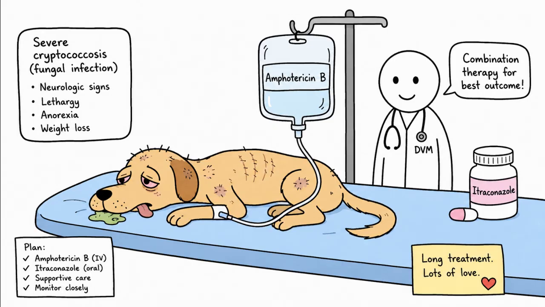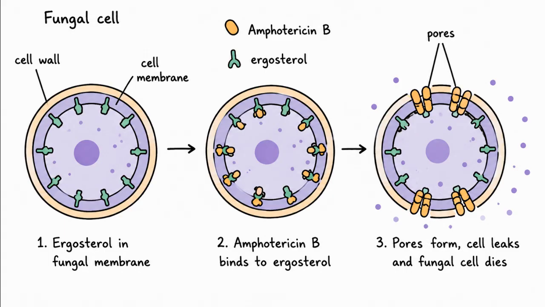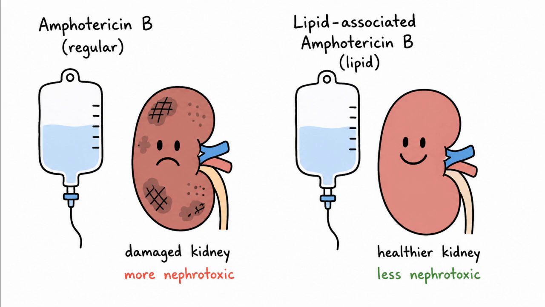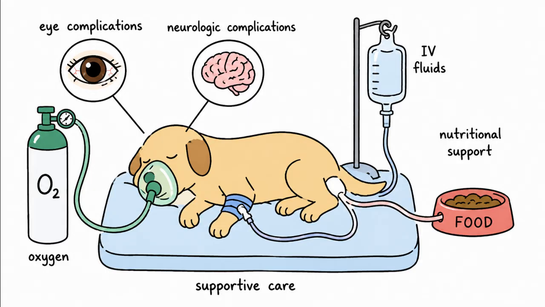Severely ill patients may require amphotericin B with an azole. Amphotericin B binds ergosterol and creates membrane pores that kill fungal cells. Conventional formulations can injure renal tubular cells, so kidney values, electrolytes, hydration, and urine production must be monitored. Lipid-associated formulations are less nephrotoxic. Oxygen, fluids, nutritional support, and management of ocular or neurologic complications may also be necessary.